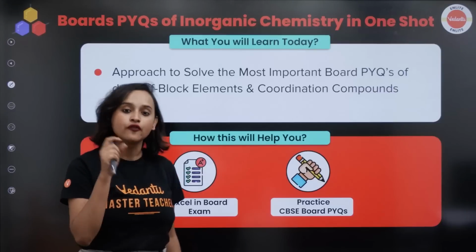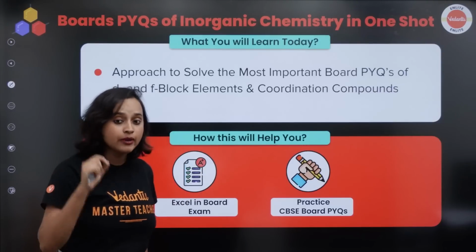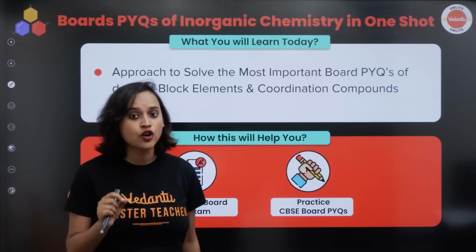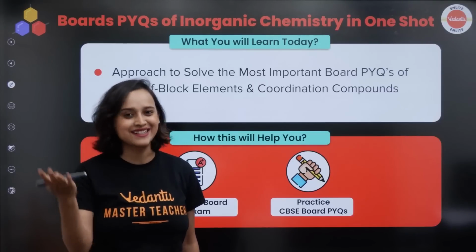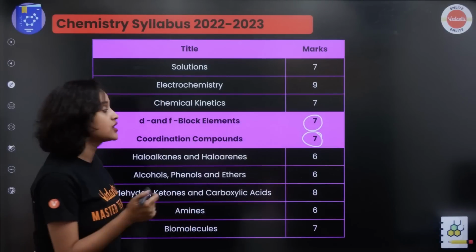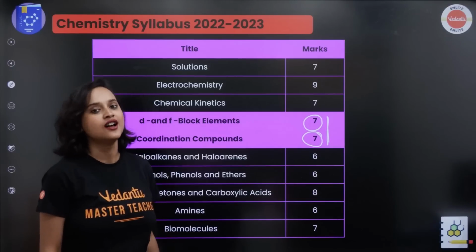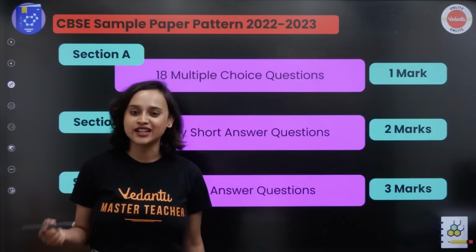So this is from inorganic chemistry. That means these two chapters we will be completing. It will make sure that you are practicing for your board exam and you will excel in your board exam. Out of 70 marks, 14 marks, you are absolutely going to get after this video. All right, so let's check it out everybody.